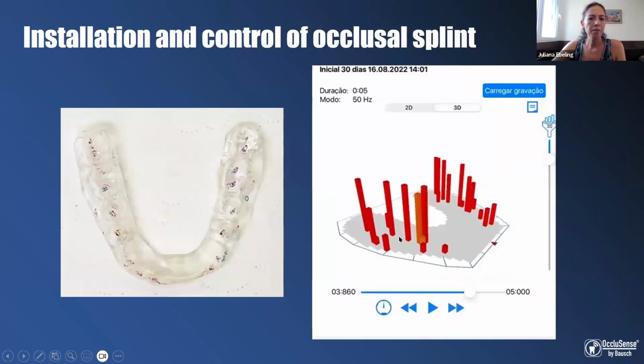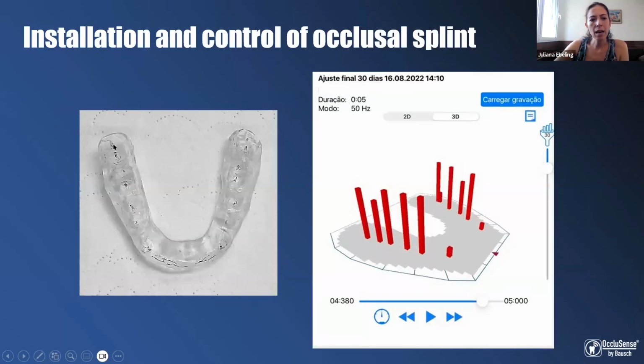Here I have this correlation, the contacts. Normally this is the vestibular cusp from the upper jaw, represented here, and I wanted only the palatal cusp from the upper teeth on the occlusal splint. So I cleaned that, and I have only these contacts with the lower canines, and then the movements on the front part of the occlusal splint. And this I can use to control this patient.